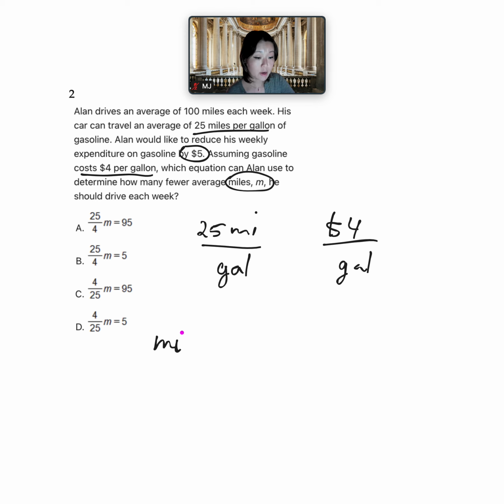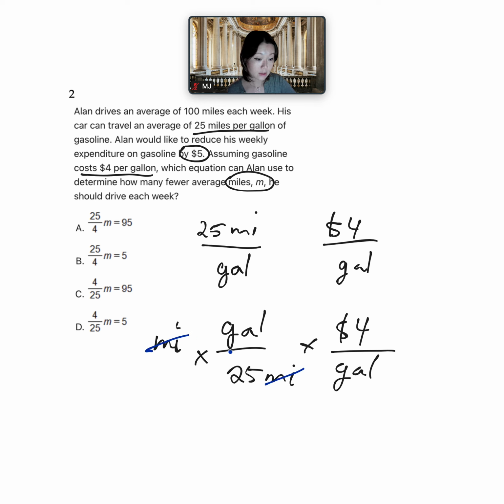So here with miles, if you want to get out of miles, then what we want to do is multiply this way, flipped, like this, so that we have miles on top and miles on the bottom so that we can cancel it out. After we cancel out miles, though, we're going to be in gallons. So in order to cancel out gallons in the same fashion, we're going to put gallons on the bottom and dollars on top. So in total, feel free to do the cross outs just to make sure everything is crossed out and we are left with what we want. So here effectively, what have we done? We have done 4/25 times m, which is going to be this answer choice right here because we want to end up with 5 and not 95.